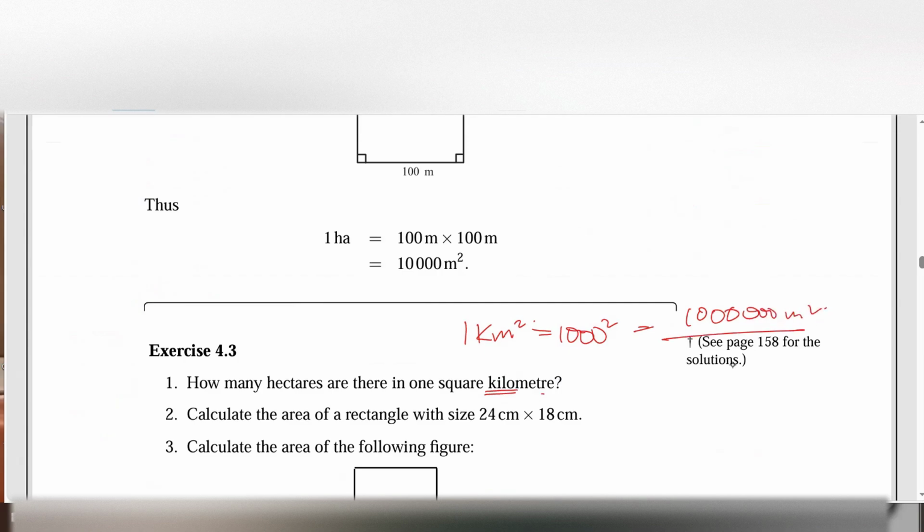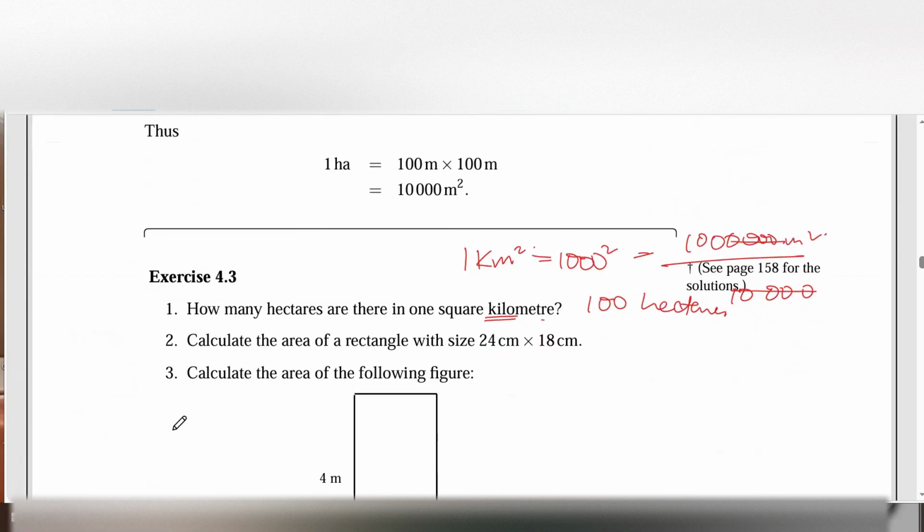So let's divide this by 10,000. Okay, 4 zeros and 4 zeros, which means we're going to have 100 hectares. So that's 100 hectares.